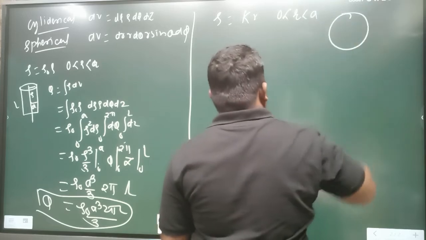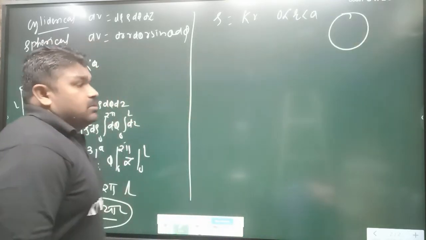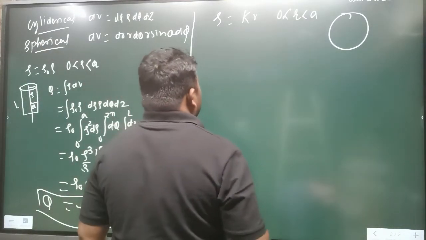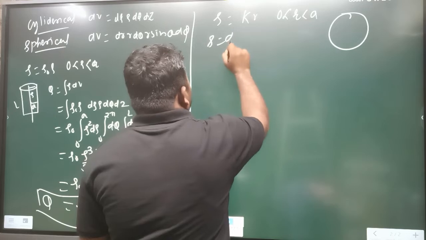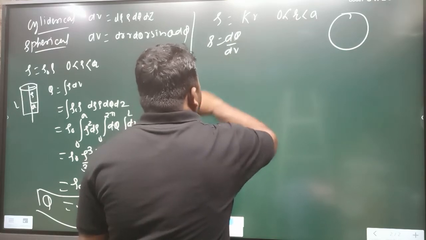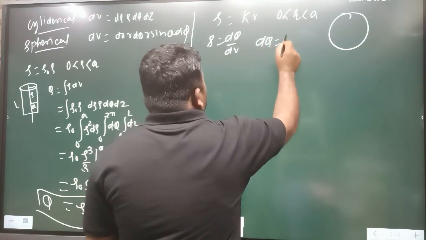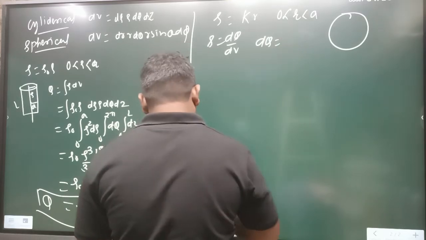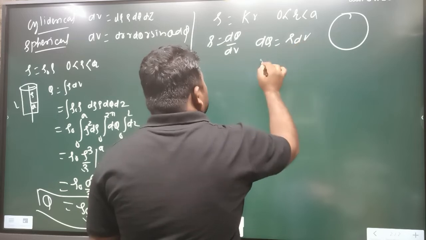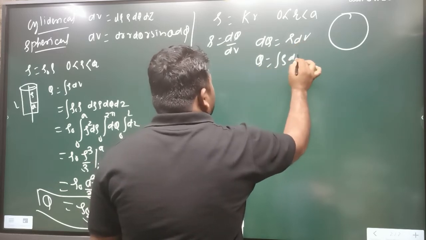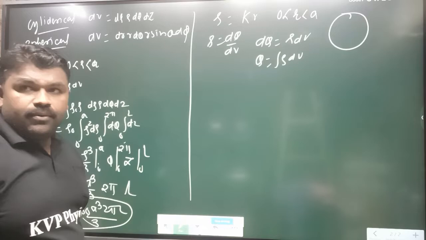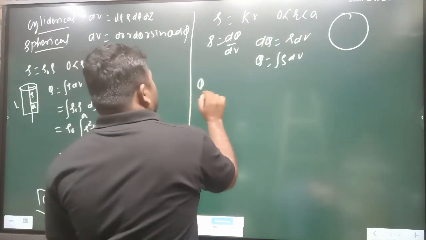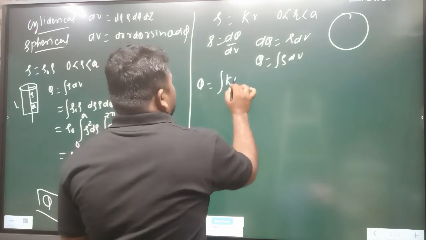Now the system is a sphere. This one is non-uniform, so we can use the formula dq upon dV. Then what is the value of dq? dq is equal to rho dV. And what is the Q value? Q is equal to integration rho into dV. Rho is equal to kr.